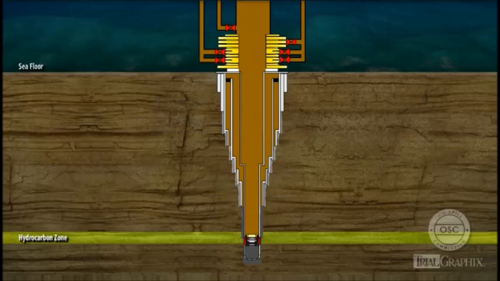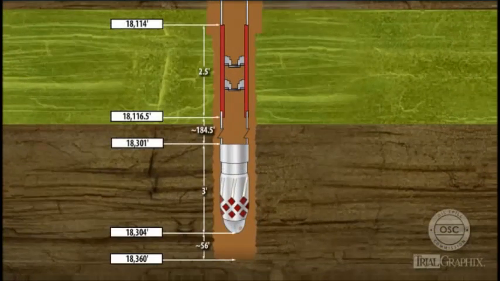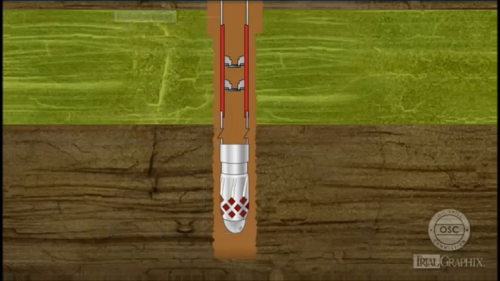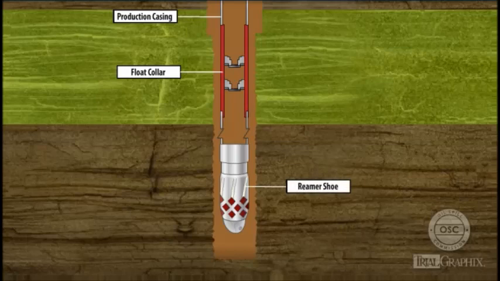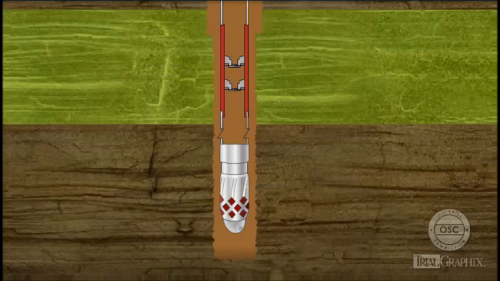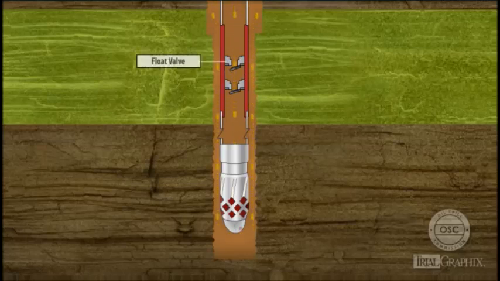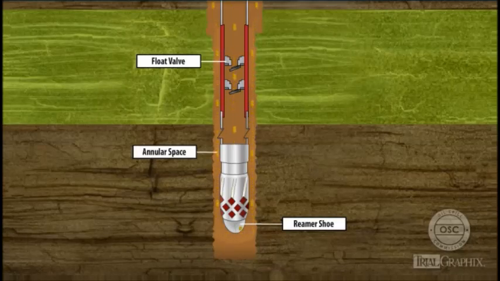This animation describes the basic procedure that BP and Halliburton plan to use to pump cement at the bottom of Macondo. With the production casing, float collar, and reamer shoe in place at the bottom of the well, the cementing crew prepares the wellbore by circulating drilling mud, shown here in brown, through the wellbore. This helps to condition the mud and remove any debris from the wellbore. The cementing crew pumps the mud down the production casing. The mud flows down the inside of the casing, through the float valves, out the reamer shoe, and back up the annular space outside the casing.